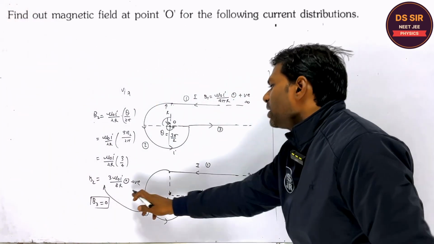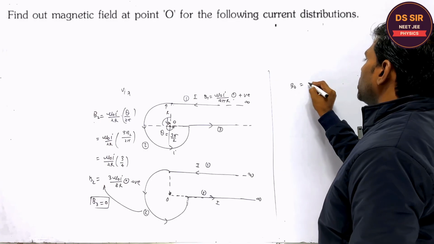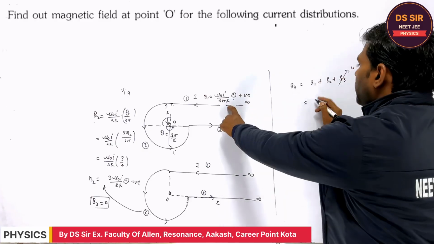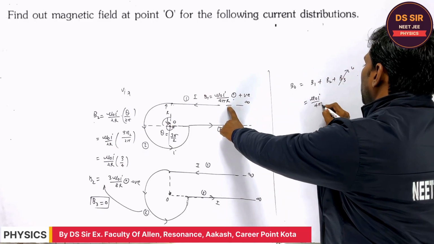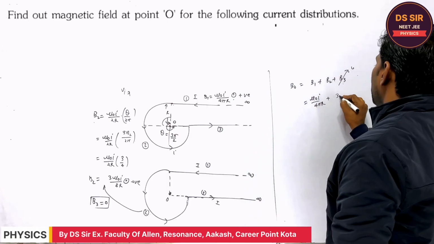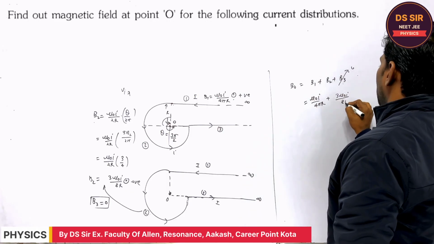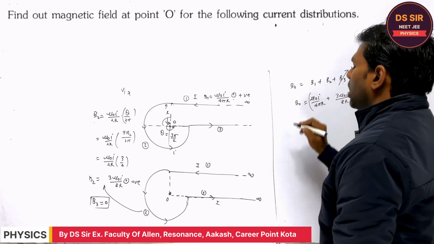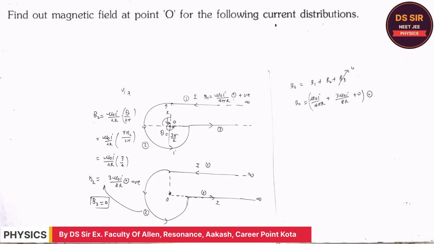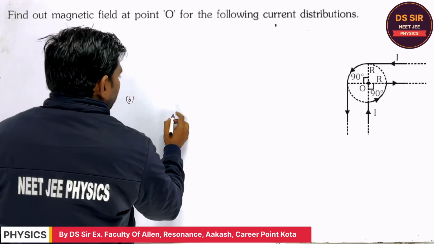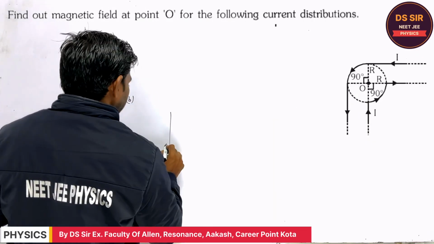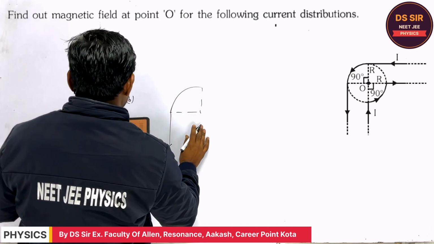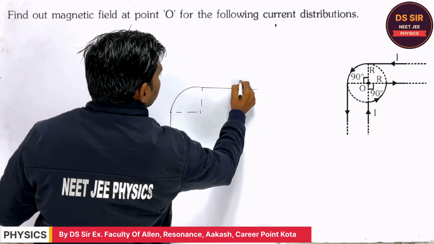So what is the net magnetic field? It is equal to B1 plus B2 plus B3. B1 is mu naught I upon 4 pi r, and this is 3 mu naught I upon 8r, plus 0. All the magnetic field is out of the board. Copy this. So this part is the semi-infinite wire, this is the quarter circle, and this is the semi-infinite wire. Is it clear or not?